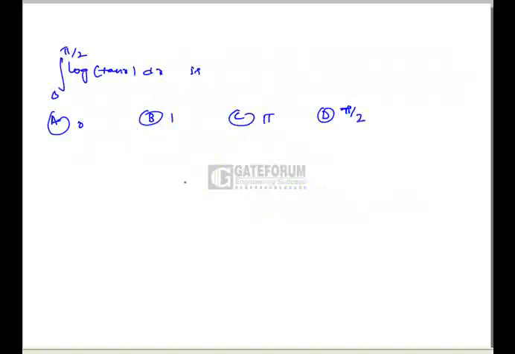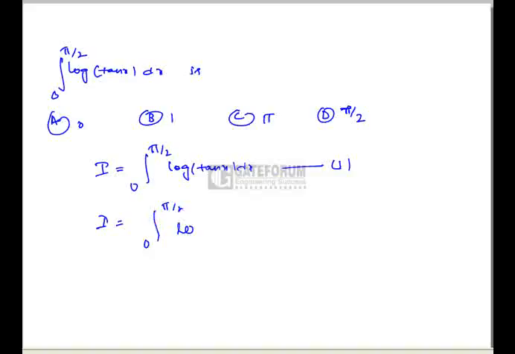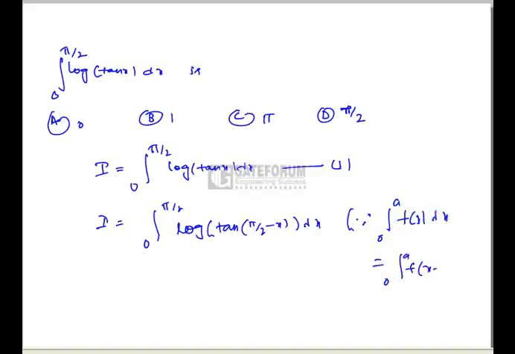Find the integral value of 0 to pi by 2 log of tan x dx. So let the given integral be I, 0 to pi by 2 logarithm of tan x dx. Let it be equation 1. I is equal to 0 to pi by 2, we can write this as logarithm of tan of pi by 2 minus x dx, since integral 0 to a f of x dx can be written as integral 0 to a f of a minus x dx. Now this will be 0 to pi by 2 logarithm of tan of 90 minus theta, which is nothing but cot theta. So this will be cot x dx. Let it be equation 2.